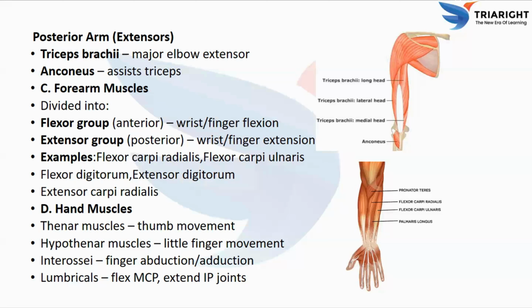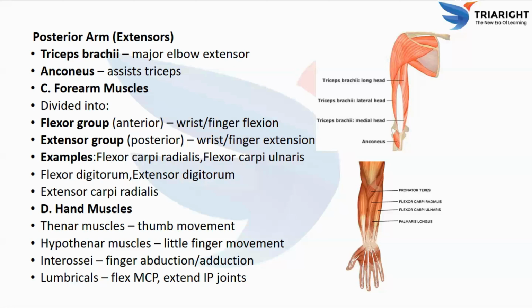Whereas the flexor digitorum flexes the fingers, and also the pronator teres pronates the forearm, nothing but it moves the palm in a downward direction. So the extensor group is the posterior compartment. It is located on the back of the forearm.